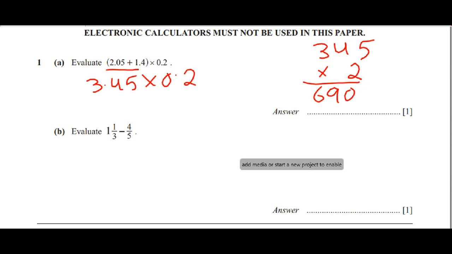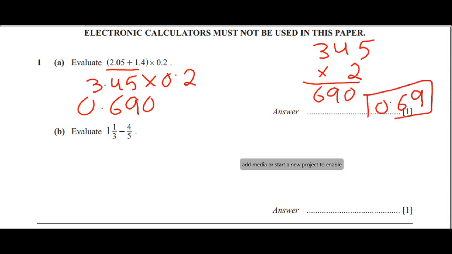Now after decimals we have three numbers, so write 690 and place decimal before three numbers. So answer is 0.69. Part B, evaluate this expression.